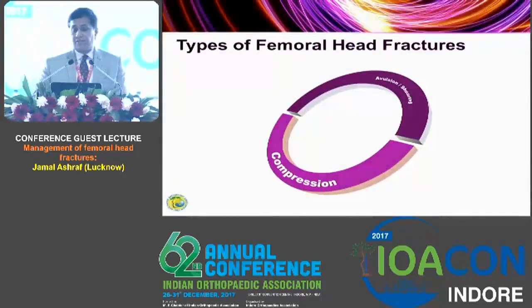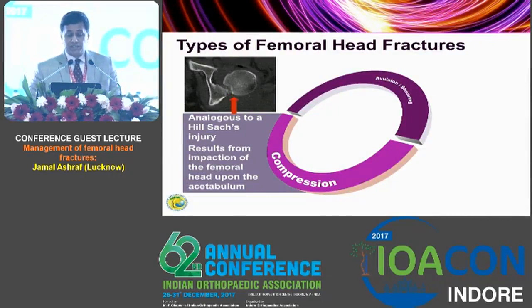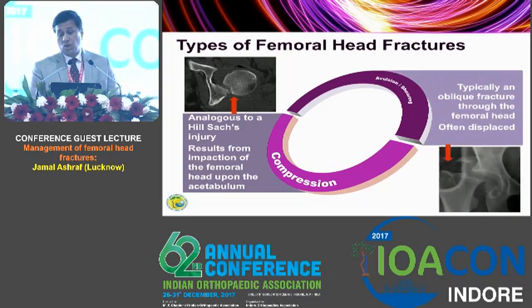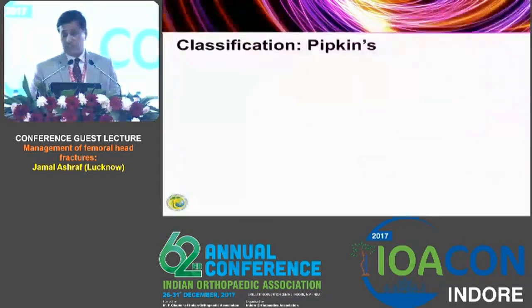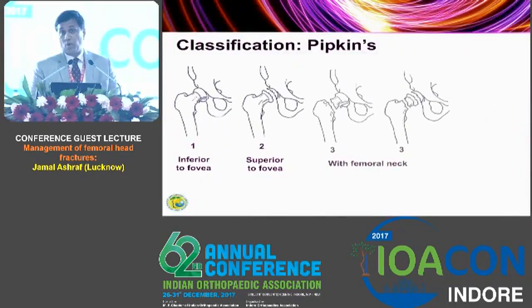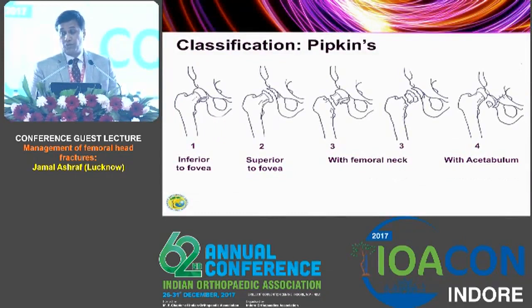Now, primarily, the femoral head fractures are of two varieties. The compression variety, which is analogous to a Hill-Sachs injury, which results from the impact of the femoral head on the rim of the acetabulum, and the avulsion or shearing variety, which is typically an oblique fracture which runs through the femoral head. These are often displaced and often anteromedial. Now, in addition to the AO classification, the most commonly used classification is the Pipkin classification, which is based on the relationship of the fracture line with respect to the fovea centralis, and its association with head and neck fractures.